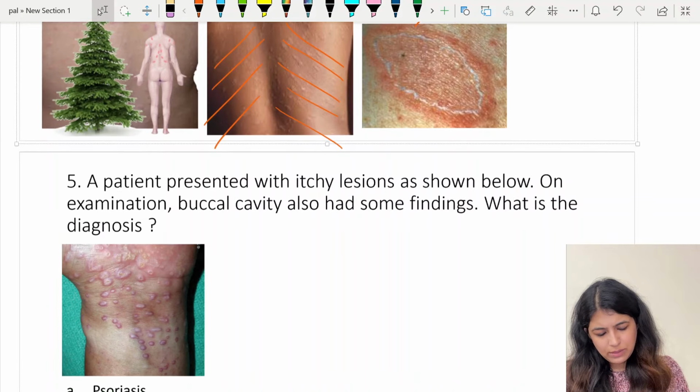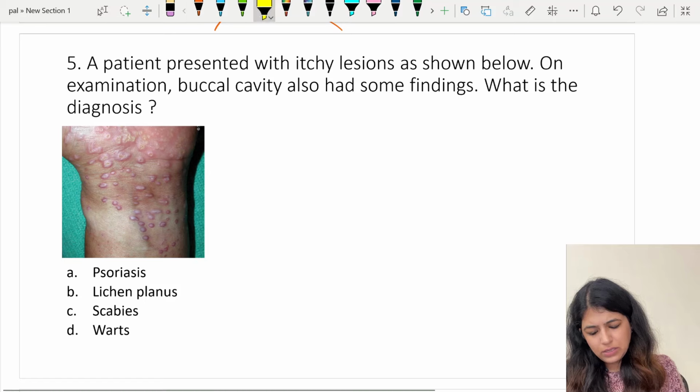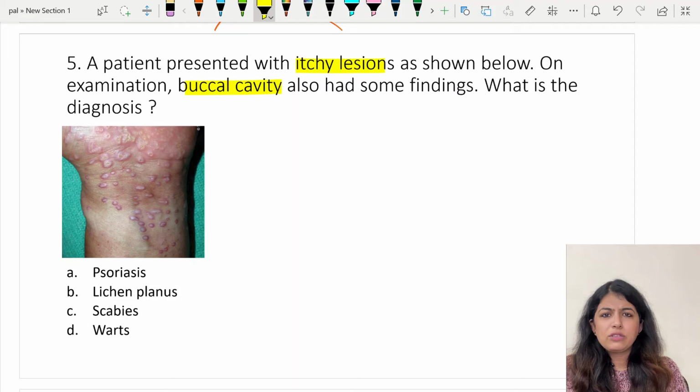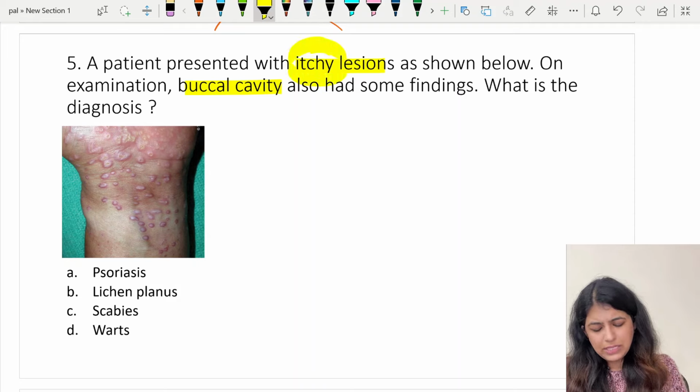Now coming to question number 5. A patient presents with itchy lesions as shown below. On examination, buccal cavity also has some findings. What is the diagnosis? Now there is some variance in the language of the question. One recall says that the patient presented with oral lesions as well as lesions on hand and feet as shown in the image. What is the diagnosis? The main hint in the question is that the lesions are itchy and there is also involvement of oral mucosa.